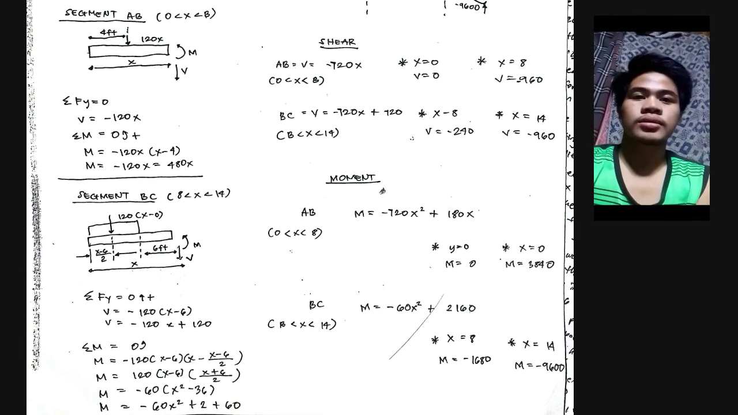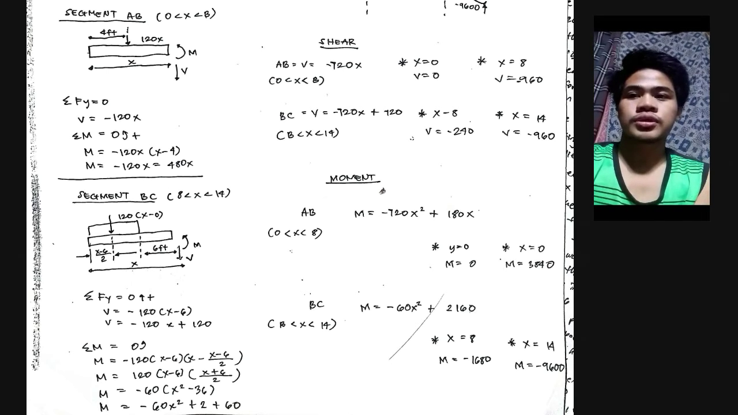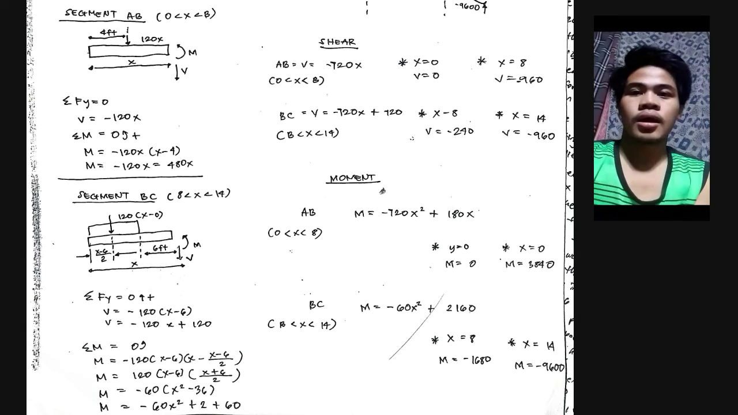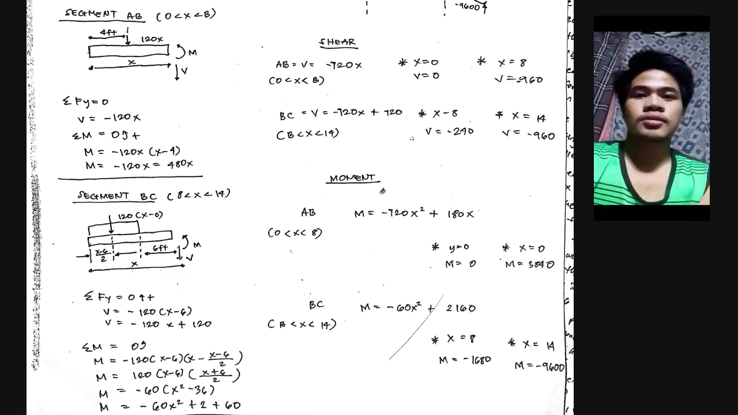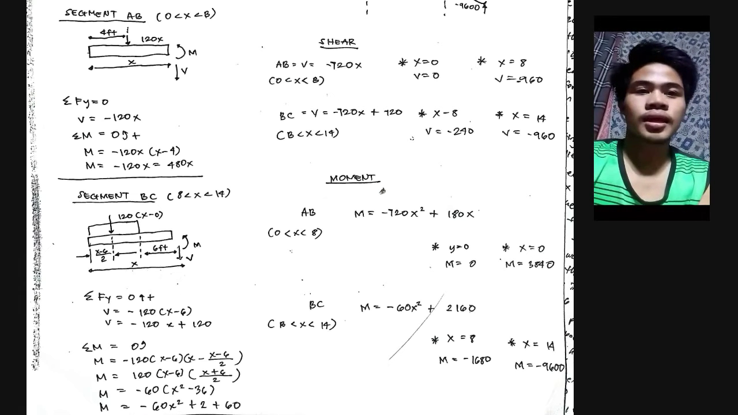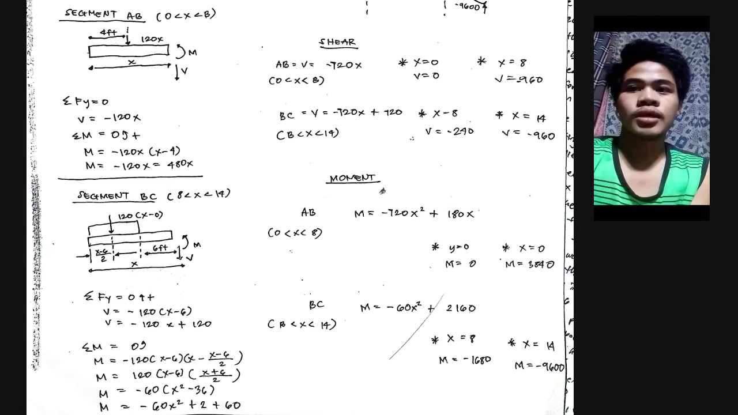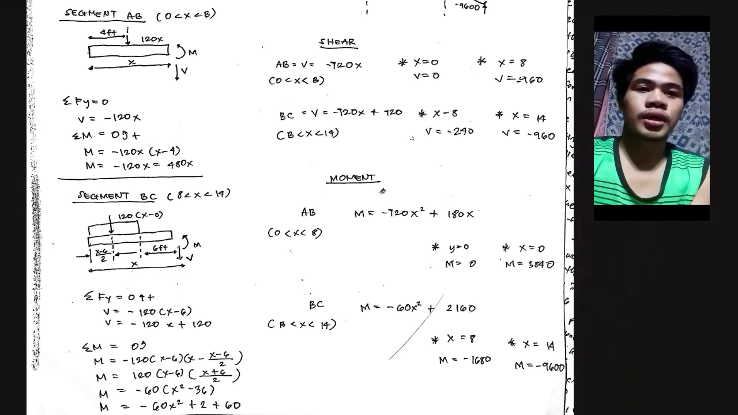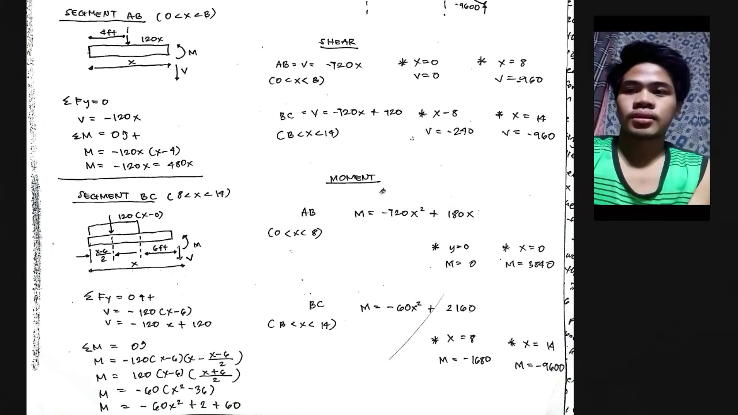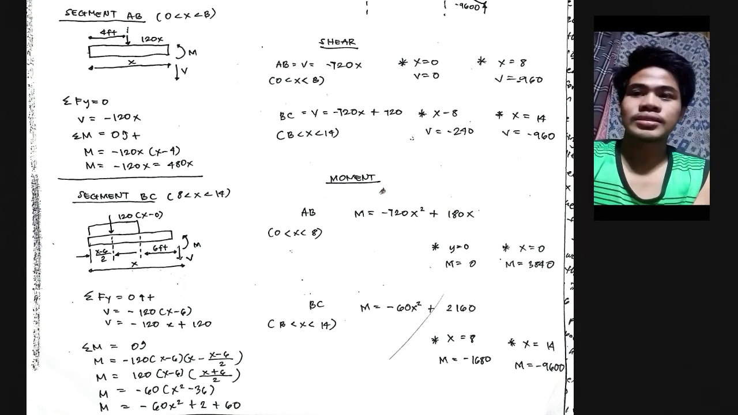And for the moment, summation of moment is equal to 0, setting counterclockwise as positive. We get negative 120x multiplied by x minus 4, and that gives us negative 120x squared plus 4 times 120x.